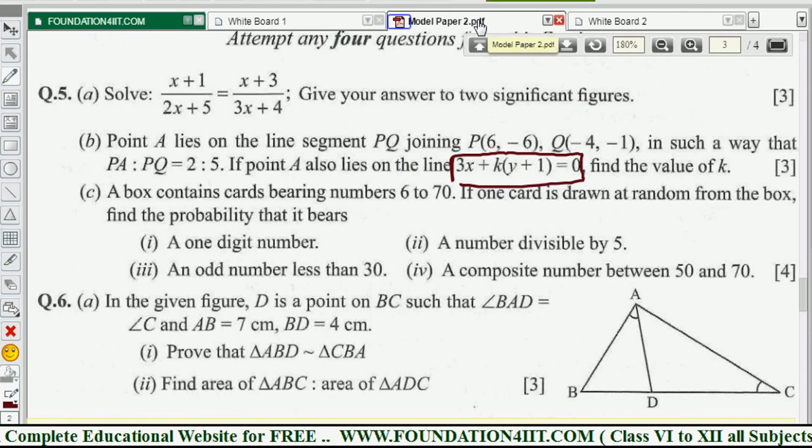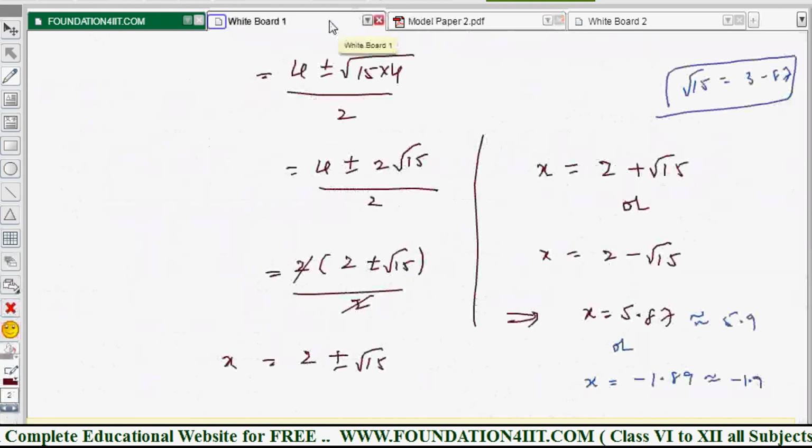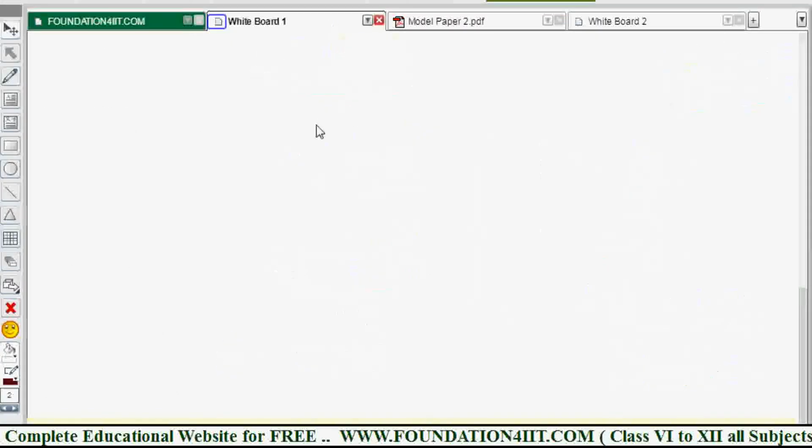And the next one is probability. Let me see this question here. A box contains cards bearing numbers 6 to 70: 6, 7, 8, 9, and so on till 70. If one card is drawn at random from the box, find the probability that it bears: first, a one-digit number; second, a number divisible by 5 and an odd number less than 30; third, a composite number between 50 and 70. So let's take the sample space first. It is given from 6 to 70.